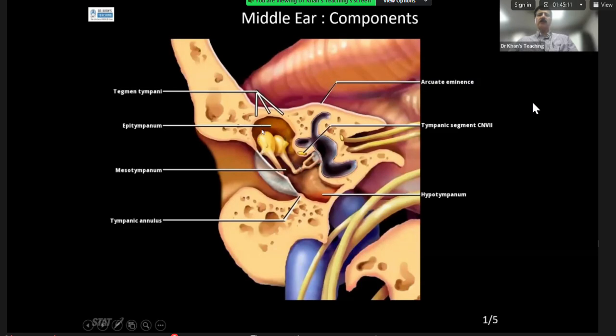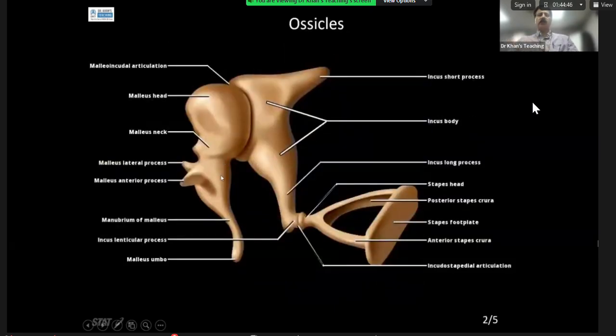This part is known as epitympanum. This is known as mesotympanum. This is known as hypotympanum. Now, if you see superiorly, this is the roof, which is known as tegmen tympani. Tegmen tympani. Now, various portions of the ossicles. So these are the ossicles.